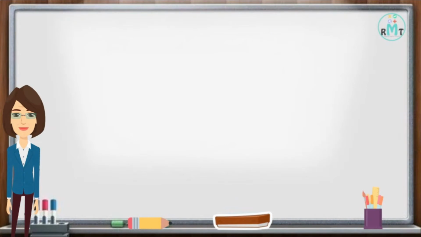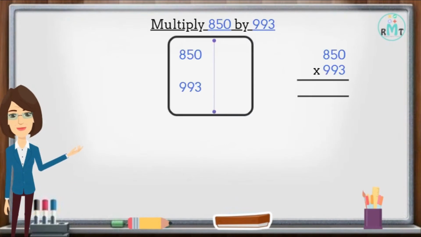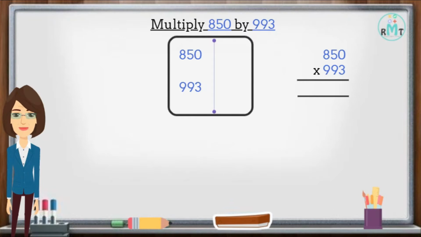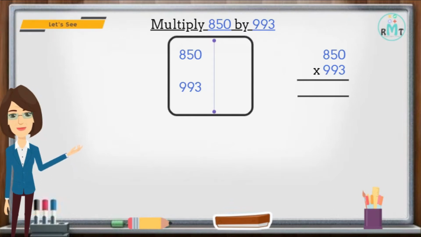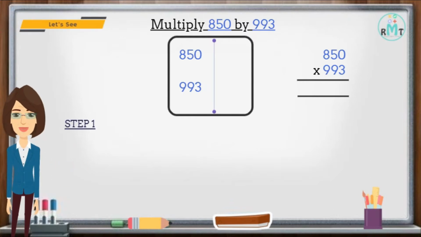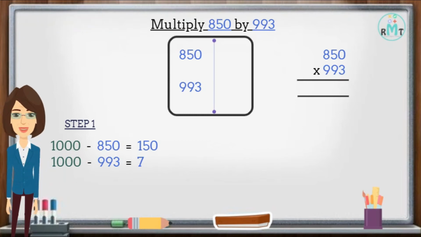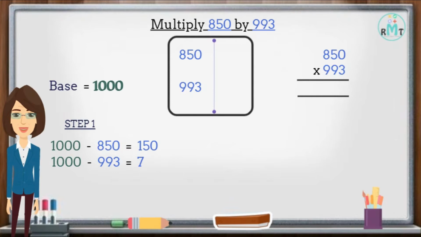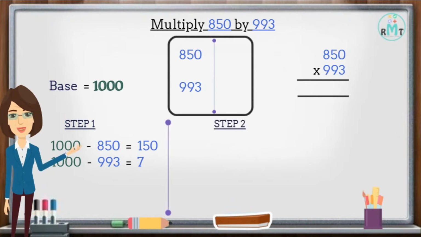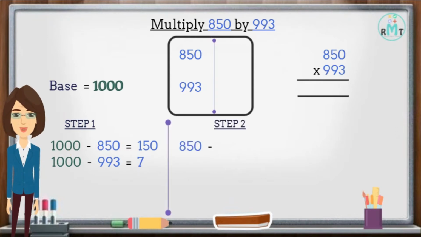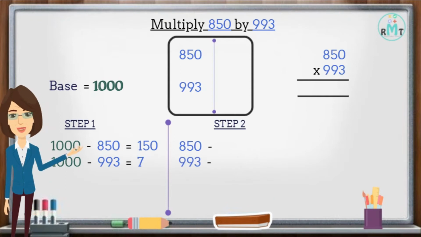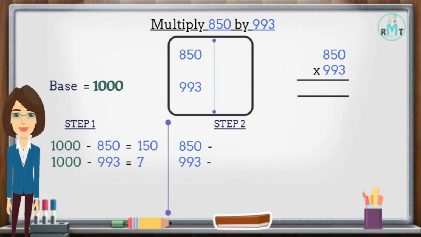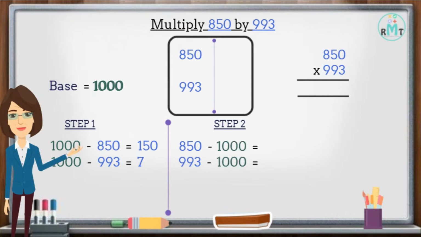Now, multiply 850 with 993. Let's see. Step 1. First we have to select the base. Since both the numbers are closer to 1000, our base is 1000. Step 2. Subtract 850 and 993 from the base number, which is 1000.